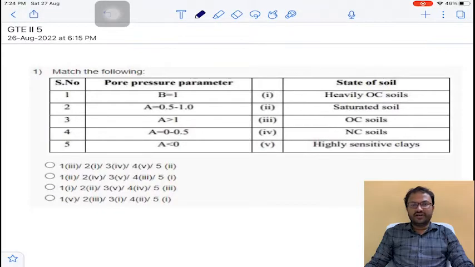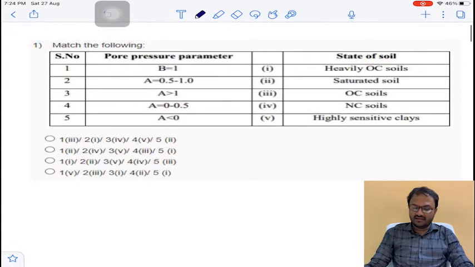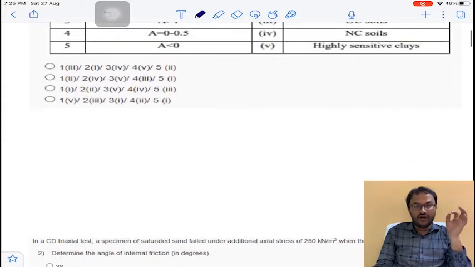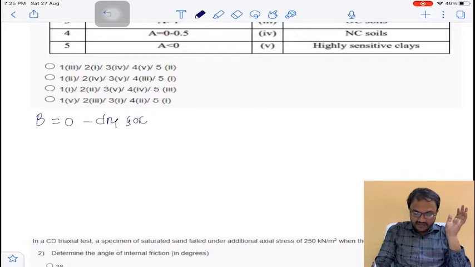Today I am going to solve Geotechnical Engineering 2 Assignment 5. The first question is, he has given pore pressure parameters in list A and state of the soil in list B. So now we need to have a better idea about which pore water pressure parameter has which state of soil. Now, there are two pore pressure parameters, B and A. B is equal to 0 for dry soil, B is equal to 1 for saturated soil.